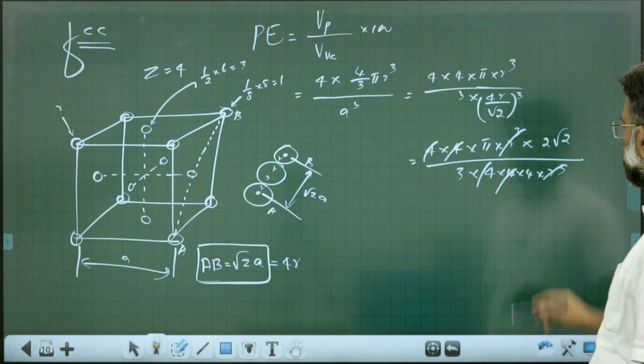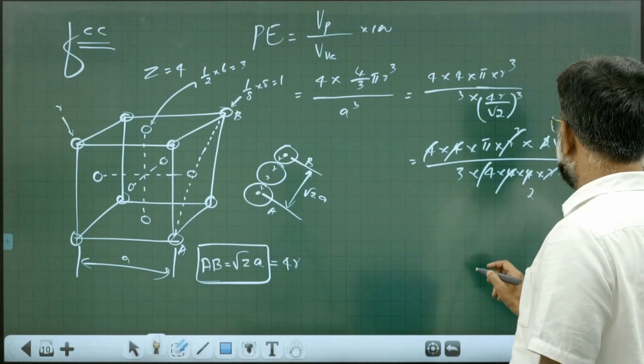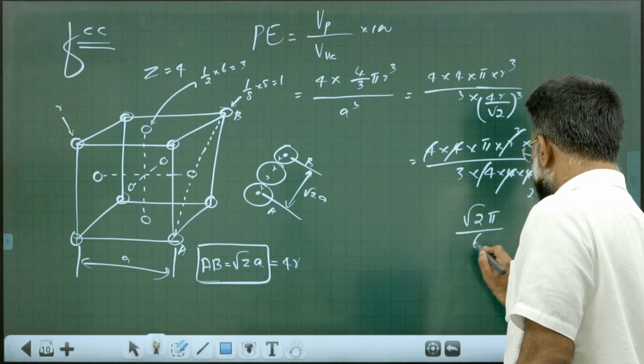4 cancels, and this 2 with this cancels. You get root 2 pi by 6.